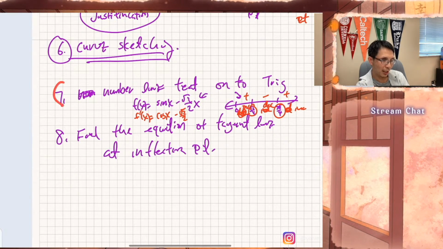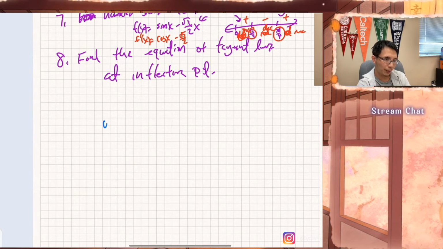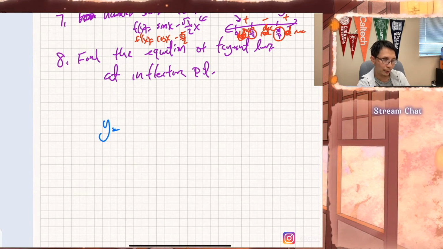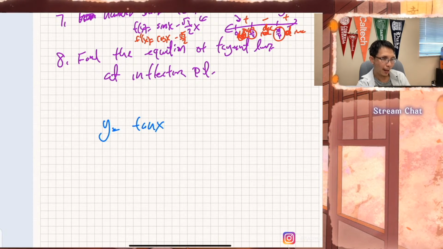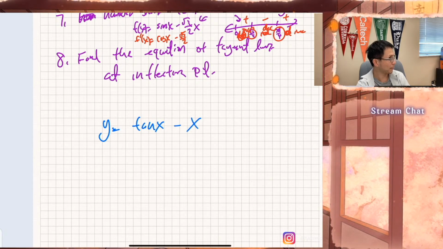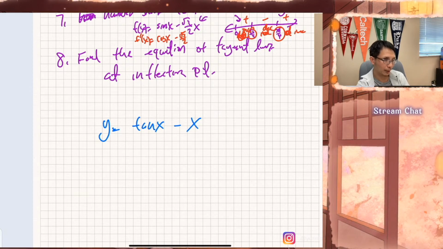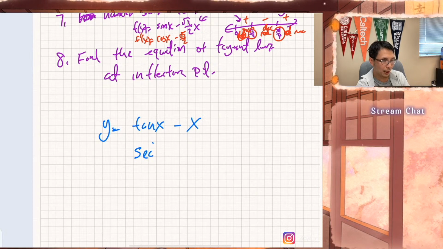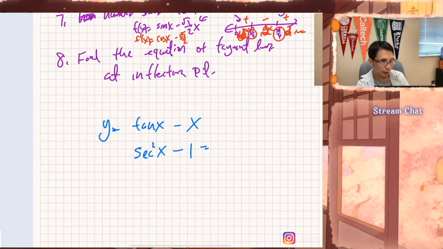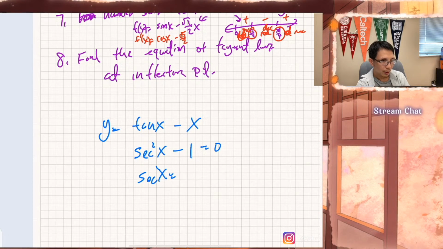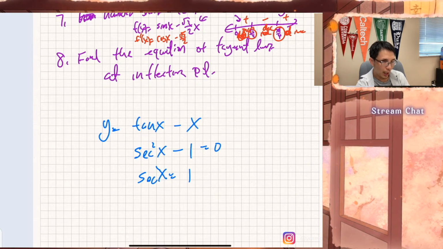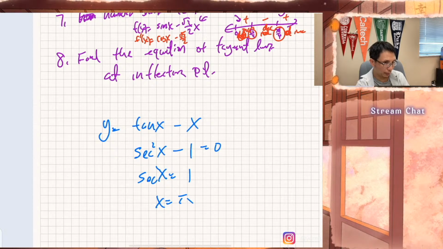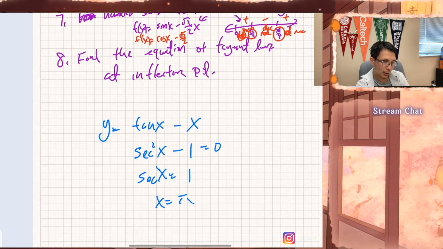7 is just a number line test. So I will probably give you a function like this: y equal to, I don't know, tangent of x minus x. And I will ask which part is concave up and which part is concave down, and which part is increasing and decreasing. I have to do the derivative. So you're going to have secant squared of x minus 1 equal to 0, secant of x equal to 1, x equal to pi, I believe. No, actually, it's 0 to 2 pi.